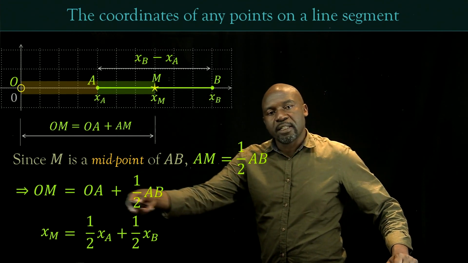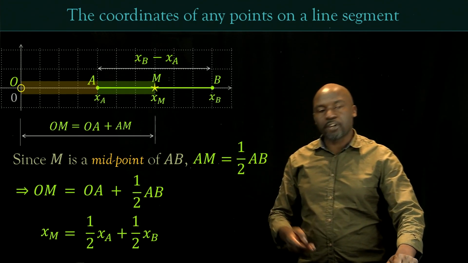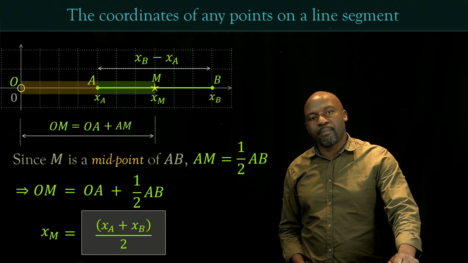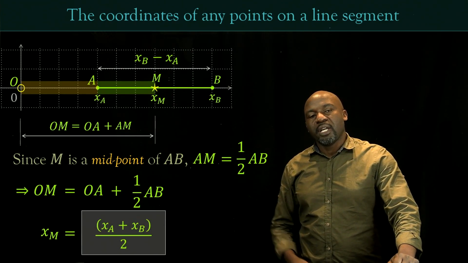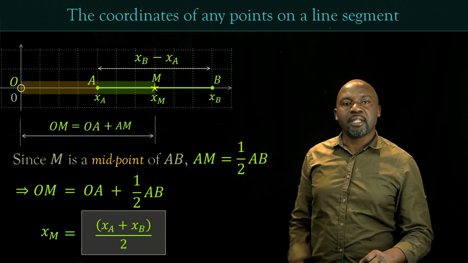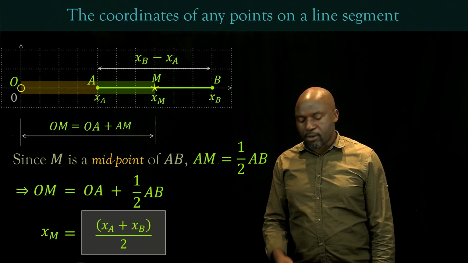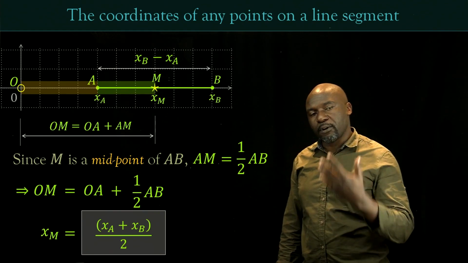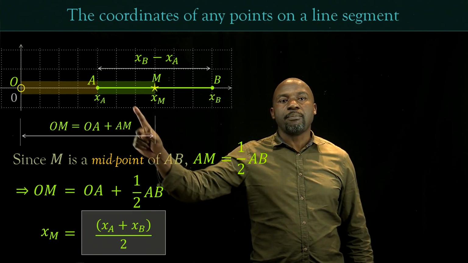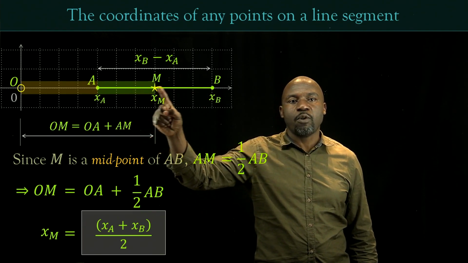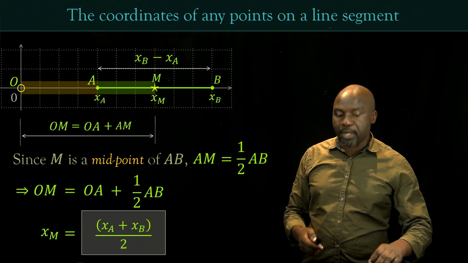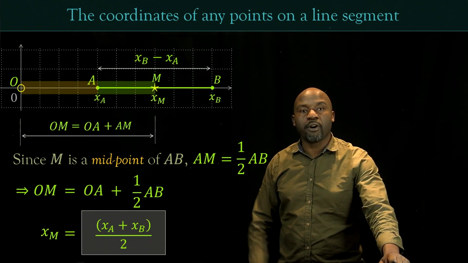If we add this together, adding fractions, we will end up with XA plus XB divided by 2. If you understand how we've come up with this, it becomes easier to determine the coordinates of any point on a line segment. If we can follow that reasoning, then it becomes very easy to find the coordinates of any point here. It can be a point there, anywhere there. It can even be beyond B or before A.